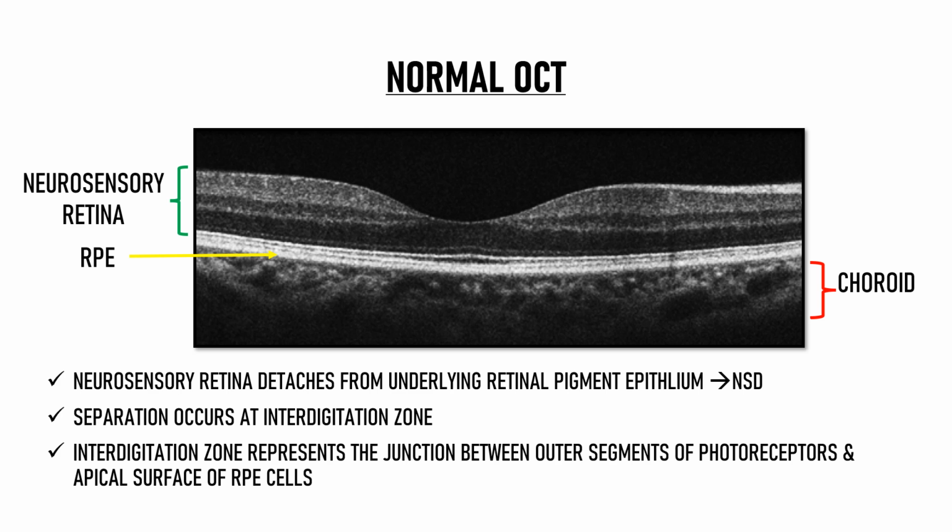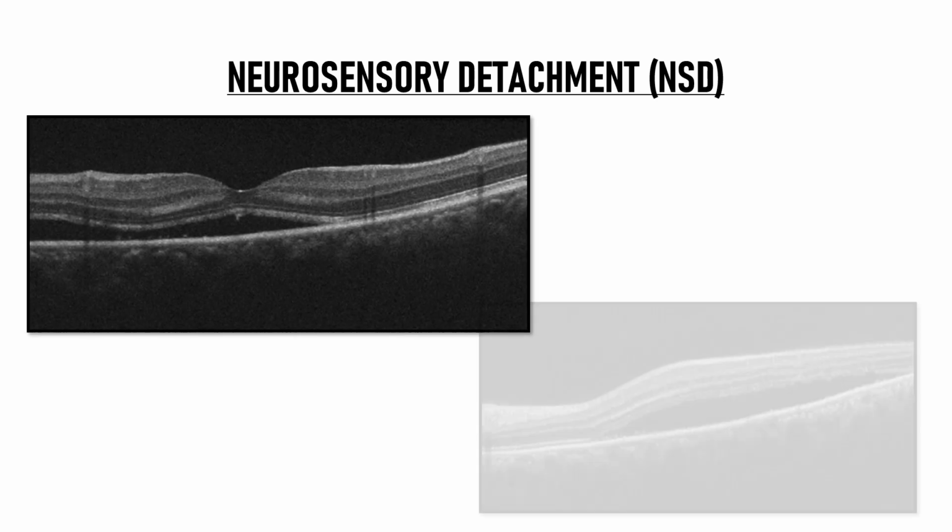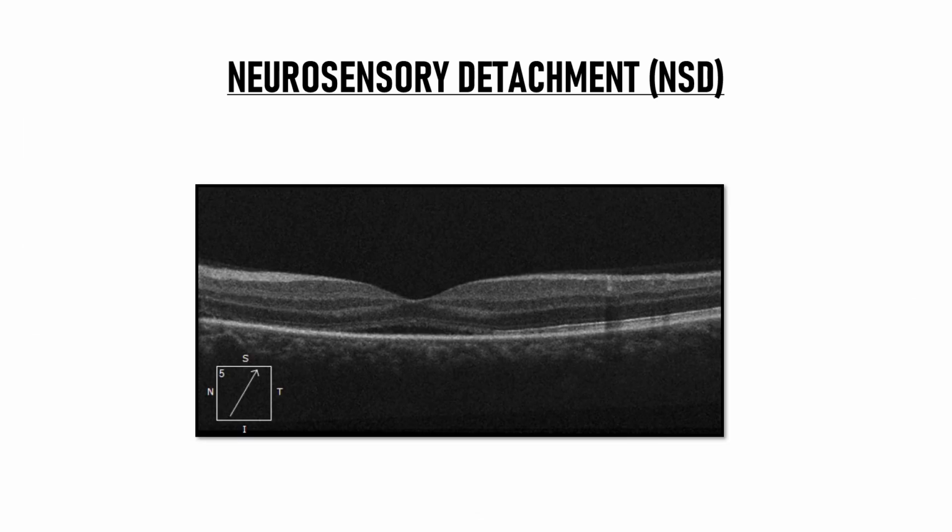So this is the image of a neurosensory detachment. You can see that the entire neurosensory retina has gotten detached from the retinal pigment epithelium. This is because of the collection of fluid between these two layers. Fluid because this space is optically empty. It is completely black on OCT. These are some other images of NSD. You can see a very shallow NSD here.